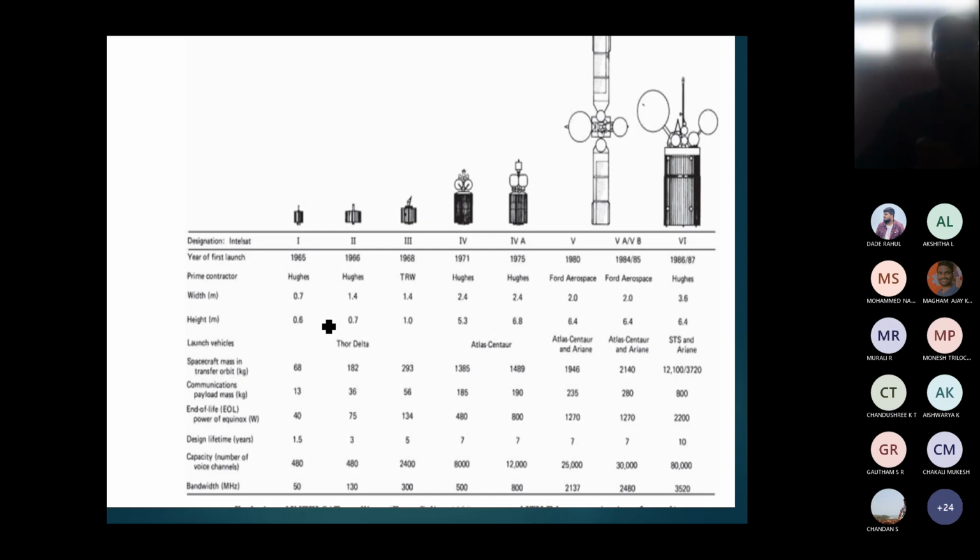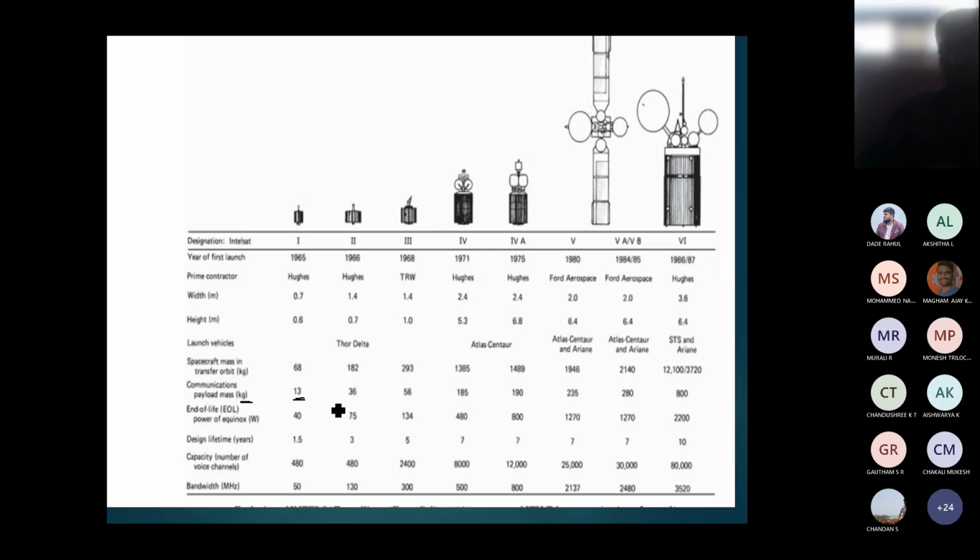One thing I would like to point out here: if you observe the different years, you see the communication payload. The payload means the equipment the satellite is carrying. We will discuss this in detail in module 2 and module 3. The payload generally consists of the number of transmitters, receivers, amplifiers, the number of antennas, and power amplifiers. All those components constitute a payload.